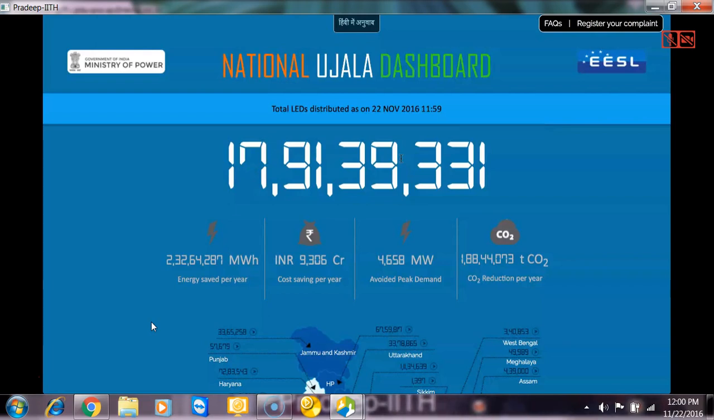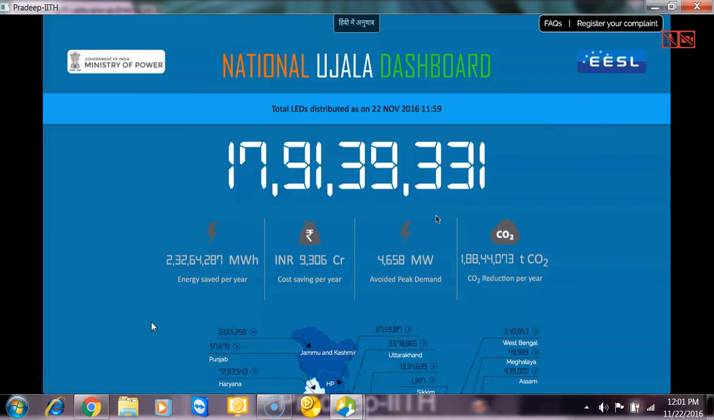cost. Here below you can see energy saved per year is this many units, 2, 3, 2, 287. If I click on it again, it is showing cost saving per year, avoided peak demand per year, and then CO2 reduction per year. So like this, some data is being shown. This is another portal.